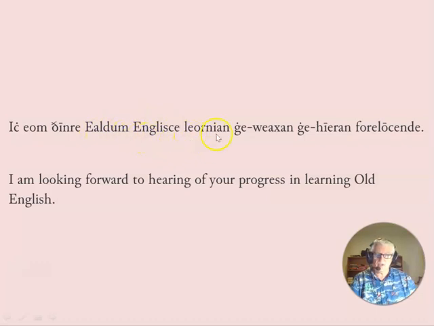Then we have the verb to learn, the verb for to grow, to progress, the verb for to hear, and then there's a verb here, this farelokende, which means looking forward to. So lokende is the looking part, present participle, looking, and fara is to the front, the for, looking forward to. So I am looking forward to hearing of your progress in learning Old English. I am of your Old English learning, to progress, to hear, looking forward.